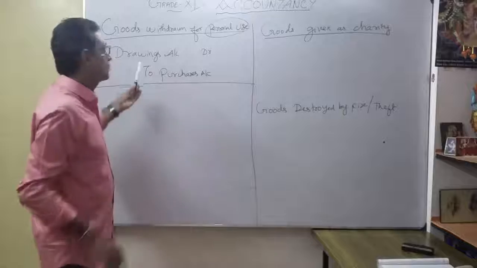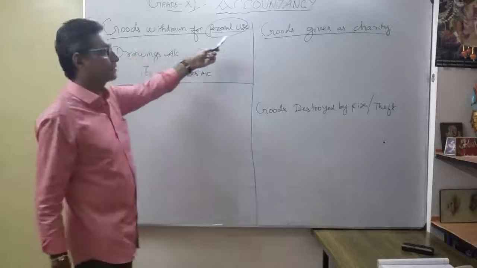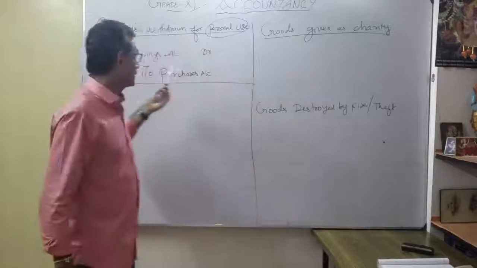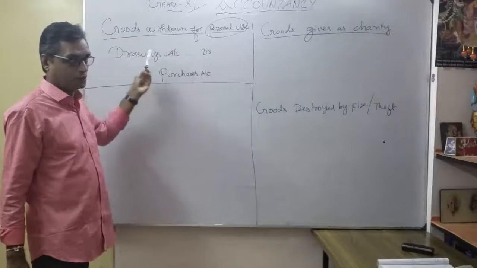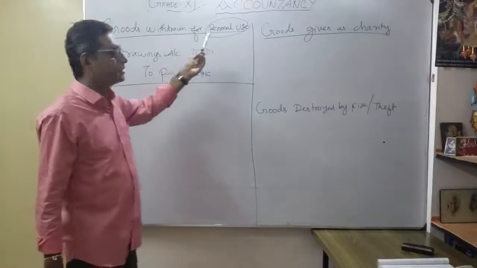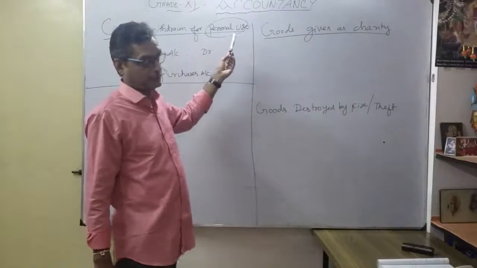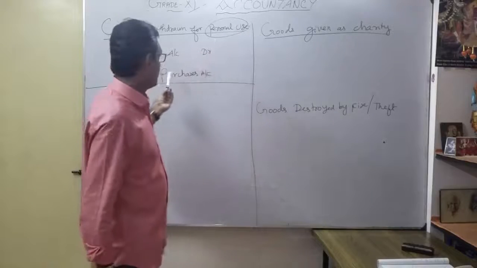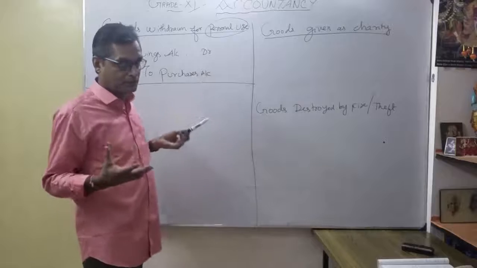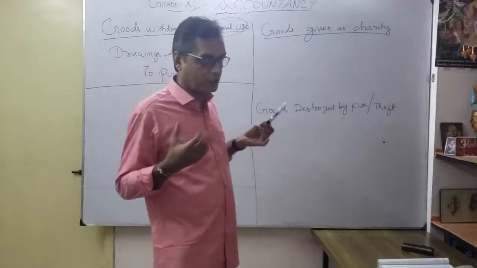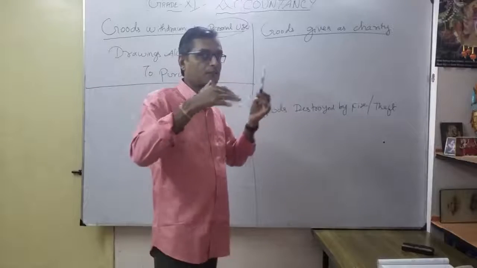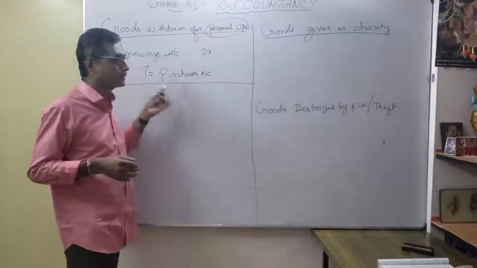It's a very important one. So goods withdrawn for personal use, how to pass the journal entry? Drawings account debit to purchases account. Why am I debiting drawings? Because it is my personal use. So I am crediting the purchases account. My purchase value is reduced because I am taking the goods, so naturally my purchases and my stock will reduce. That's why I credit my purchases account.